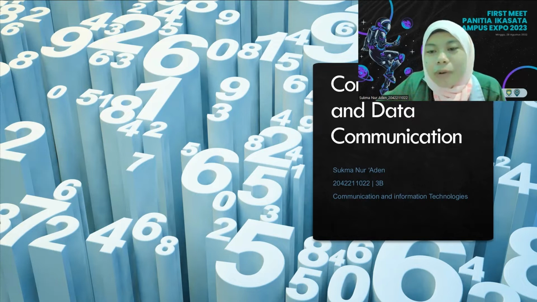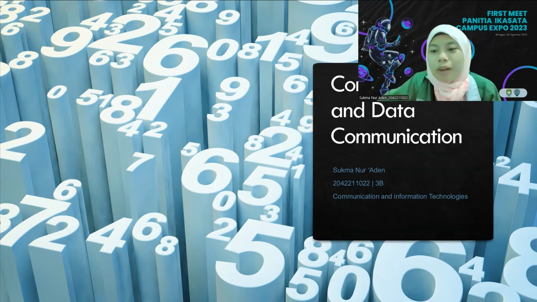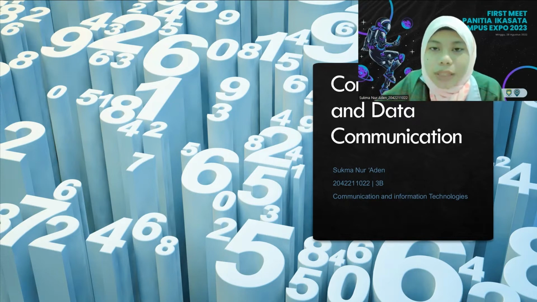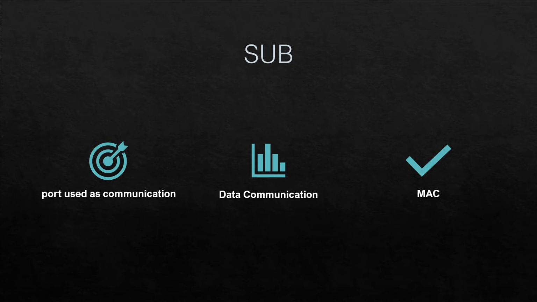Here, I will present material about the connection part and data communication, which is taken from several journals. Before that, let me introduce myself. My name is Sukman Raden, and my identity number is 22 from class 3B, Communication and Information Technologies course. In this presentation, I will explain the three materials that are practiced: communication, data communication, and MAC.